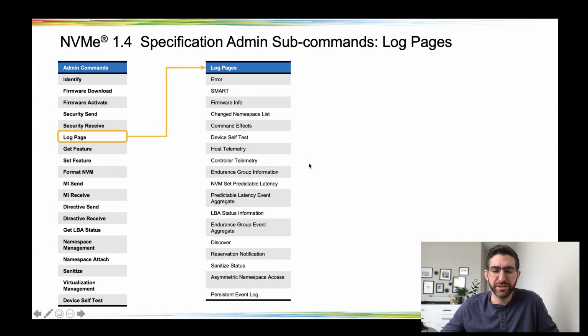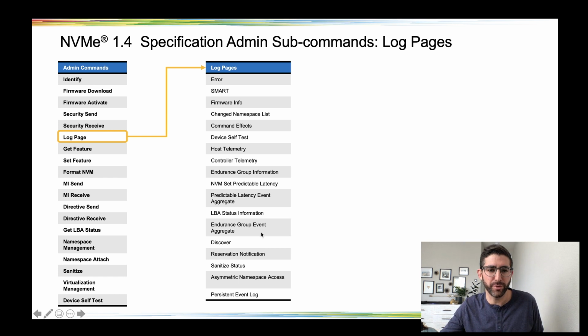So I mentioned the log page. Boy, I wish I had time to go through all these today as part of this presentation, but I don't. You can download the NVMe spec to look through all these. The ones I'm going to spend a lot of time on are the error logs and the smart log. Those are the two. The persistent event log I'll talk a little bit about.